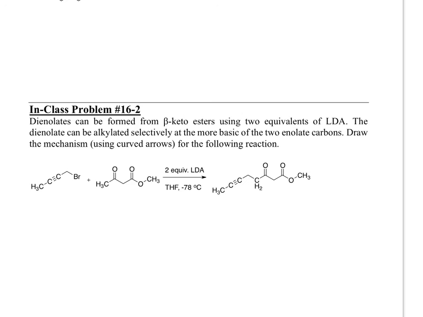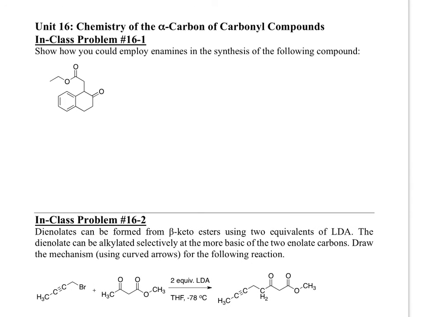So what I'd like you to draw is the mechanism using curved arrows of the following reaction. If you notice, we're going to be alkylating at this carbon here because that enolate that would be formed with this carbon and oxygen is more basic than the enolate that would be formed at this alpha carbon between the two. So this would be a good time to pause the video, take some time, work on these, and then we'll come back and do it together.